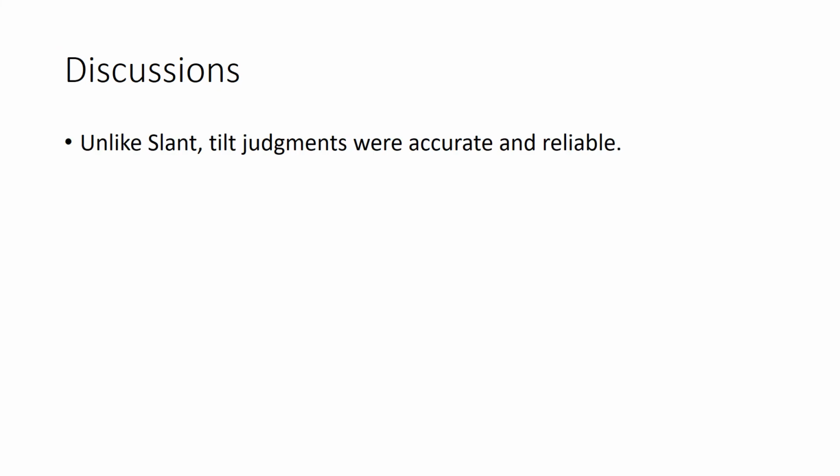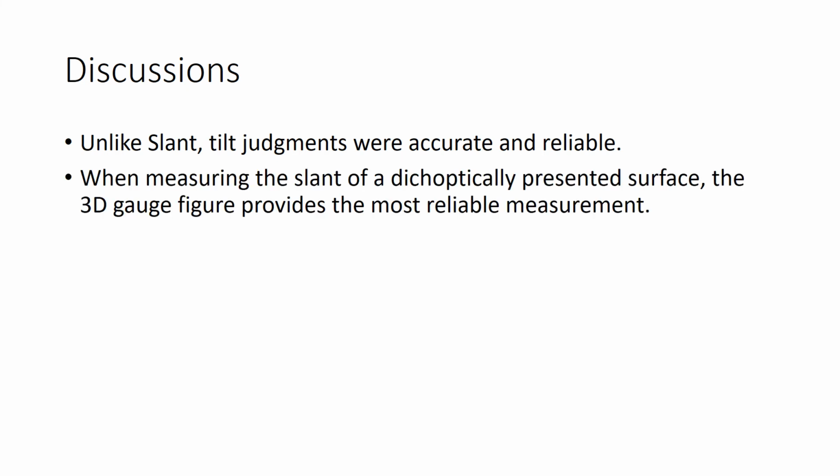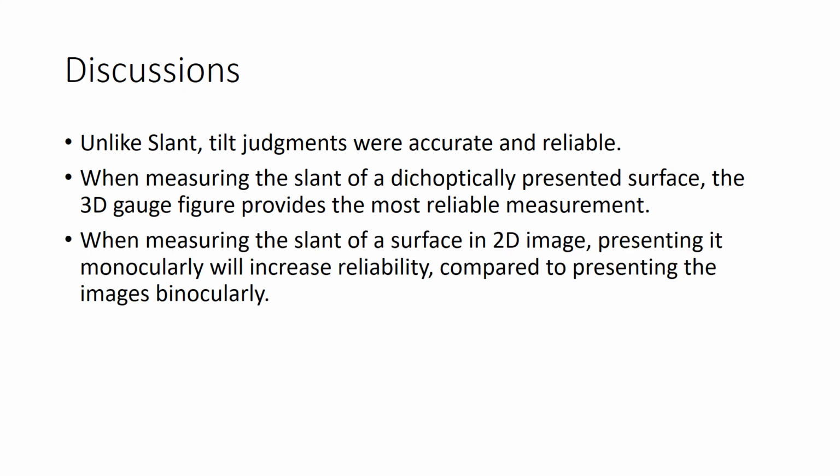So, unlike slant, tilt judgments were accurate and reliable. When measuring the slant of a dichoptically presented surface, the 3D gauge figure provides the most reliable measurement. When measuring the slant of a surface in 2D image, presenting it monocularly will increase reliability compared to presenting the images binocularly.